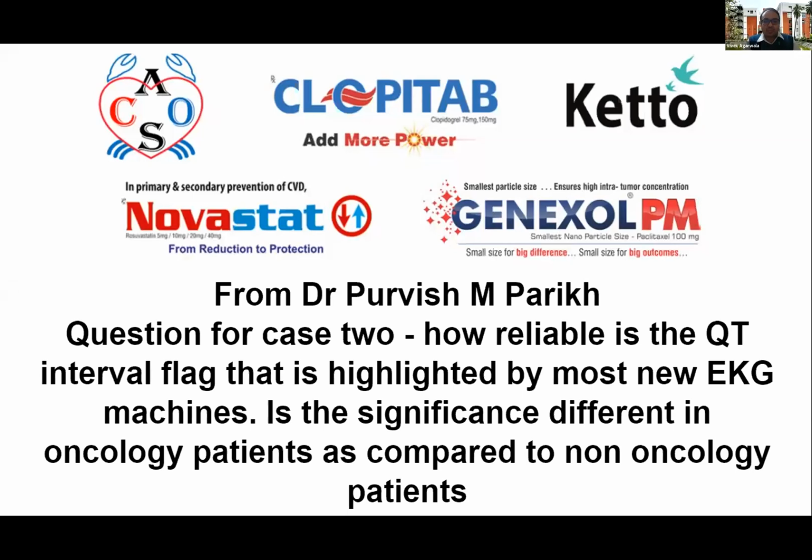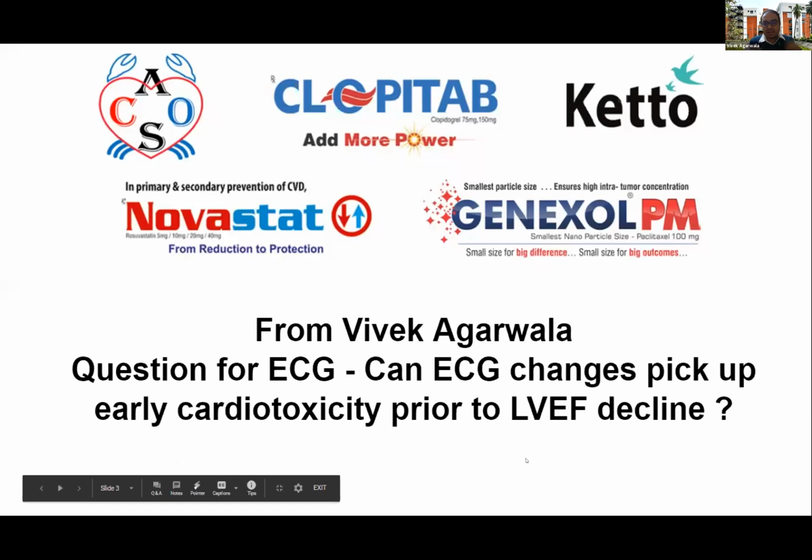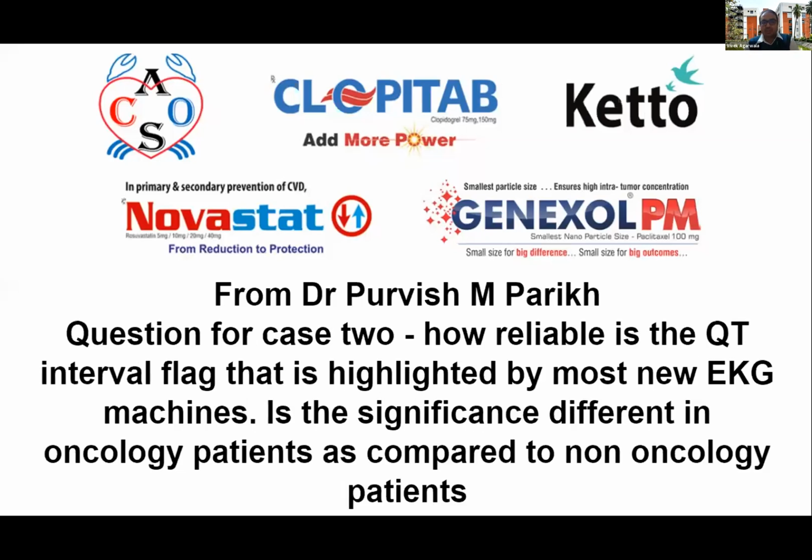Correct. Coming to the second question, this is also from Dr. Purvish, who asked, how reliable is the QT interval flag, which is highlighted by the digital ECG machines nowadays, what is reported in the machine? Is it significantly different as you calculate it manually from what is reported in the machine? And how significant is the difference? Do you see this in the oncology patients as compared to non-oncology?